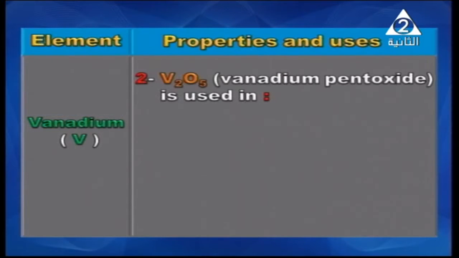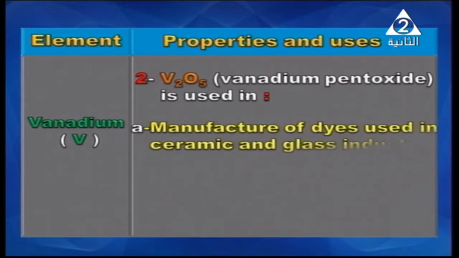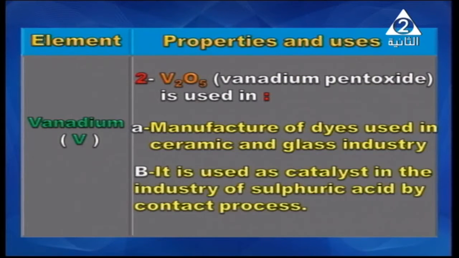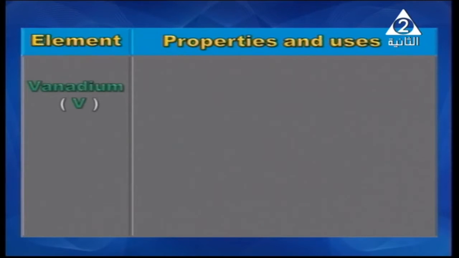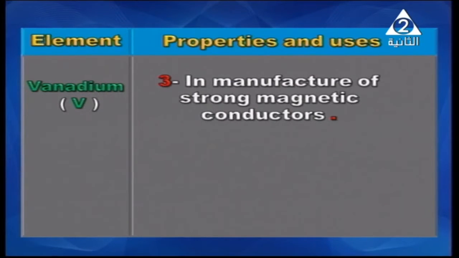Next point, the vanadium pentoxide, which is a compound of vanadium, has the following uses. It is used in the manufacture of dyes used in the ceramic and glass industry, and also it is used as a catalyst in the industry of sulfuric acid by the contact process. And also it is used in the manufacture of a strong magnetic conductor.